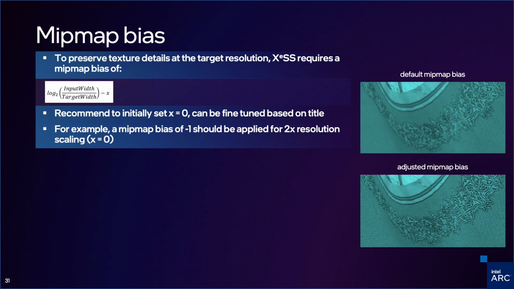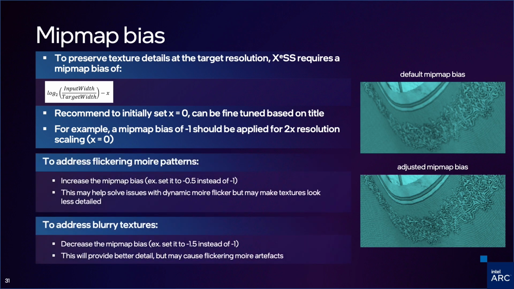Applying the Mipmap bias adjustment is important because XeSS needs texture details at the same or similar level as they are with native rendering. If you render in lower input resolution, then a lower resolution Mipmap will be selected by the game engine by default. Use the formula on this slide to calculate the proper Mipmap bias based on input resolution and output resolution. Log2 formula is a good initial approximation.